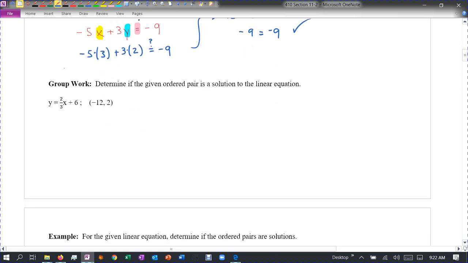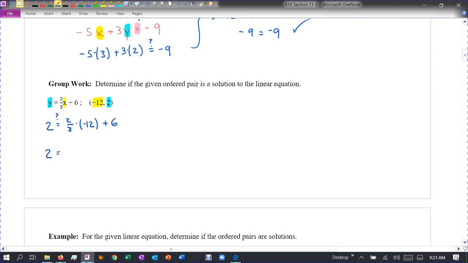Okay, let's try this one. Okay, so I'm going to replace x with -12. I'm going to replace y with 2. And I'm going to see what happens. Does that equal 2/3 times -12, replacing x with -12, plus 6? So this is the question, is this true?